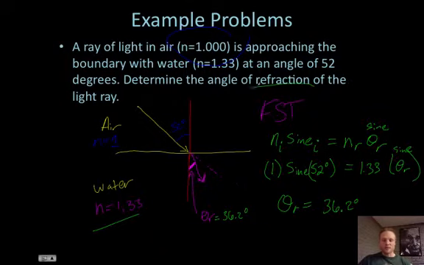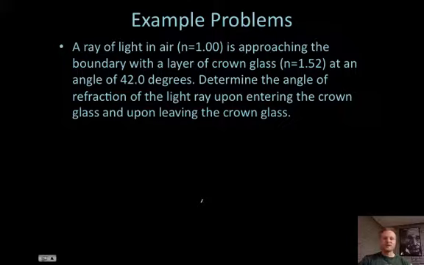And according to our FST, is that actually checking out? Is that making sense? The answer is yes, because 36.2 degrees is much less than 52 degrees. So it is moving towards this red line, which is known as the normal. Let's do another example problem, and we'll get a better feel for this.